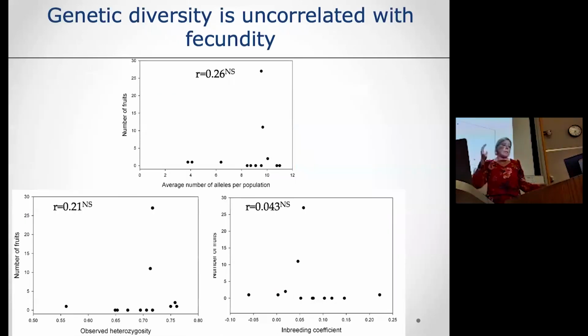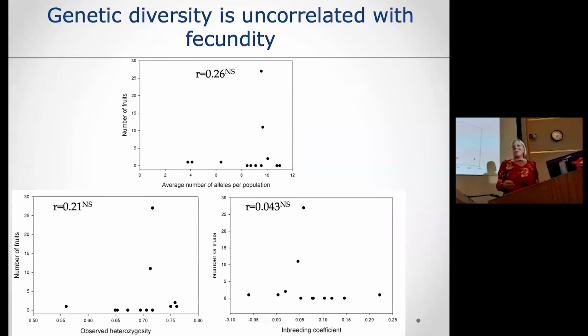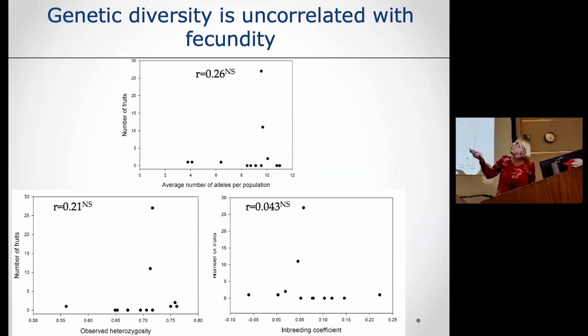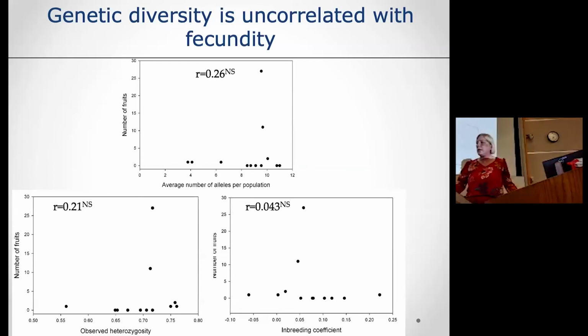And so, based on these metrics, we looked at the relationship between, let's see, the number of fruits, which is our estimate of fecundity, here on the y-axis. And then these are different metrics of genetic diversity. And essentially what we found is there was no relationship between genetic diversity and reproductive success. So this long-standing theory was not supported by our data.